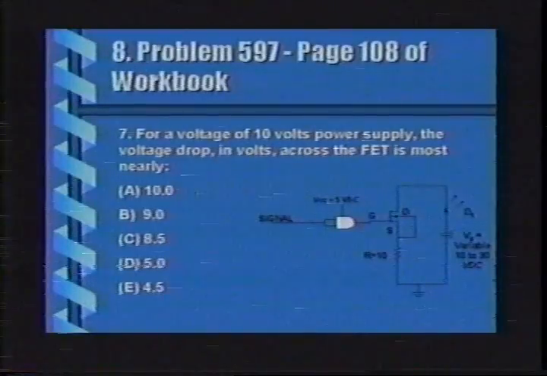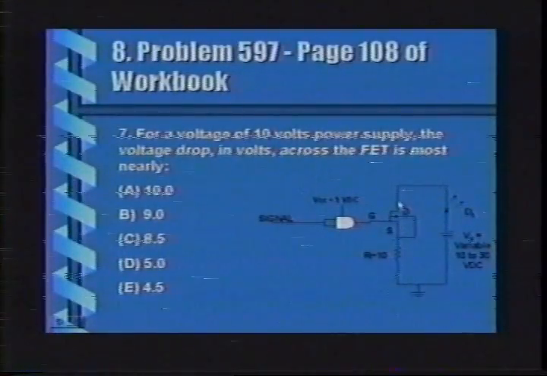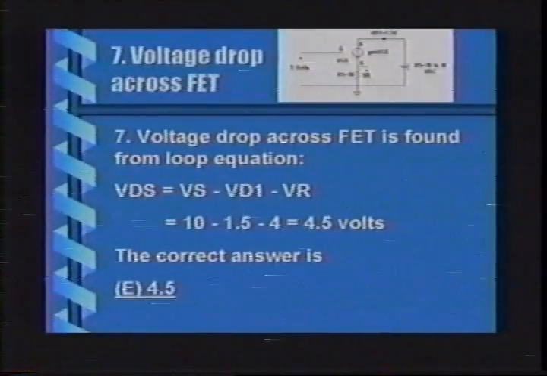Question 7 is a very simple question. You're told that the value of the variable power supply is 10 volts, and you're asked for the voltage drop across the FET. You're told this is 10 volts and you want the voltage here. We've really already done this as part of a more complicated question. The voltage drop across the FET is found just from a simple loop equation here.